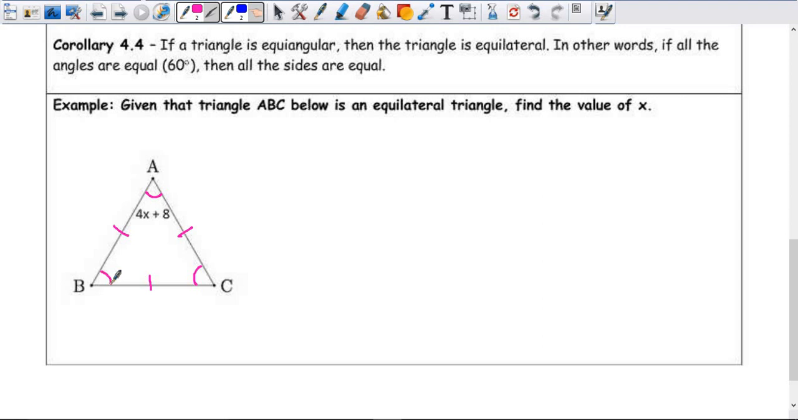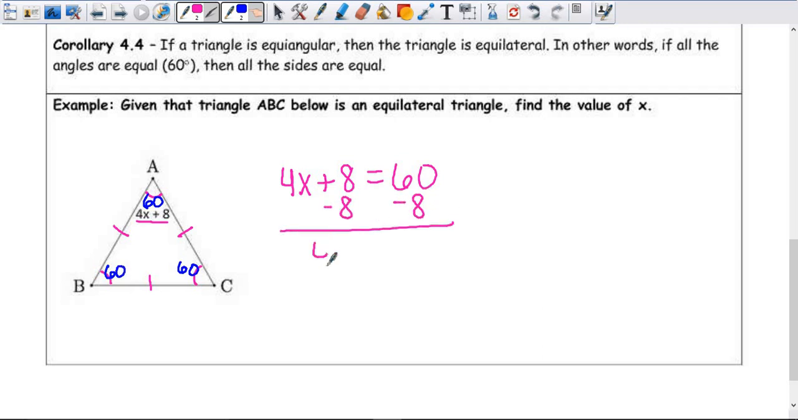Okay, so I know that all those angles are congruent, but it doesn't quite tell me what I would maybe set 4x plus 8 equal to. But you know that every angle of an equilateral triangle is equal to 60 degrees, so we can set this equal to 60. Because we know this should be 60, this should be 60, and this should be 60. So we'll go ahead and solve and subtract 8 and get 4x equals 52. Divide by 4 so that x equals 13.